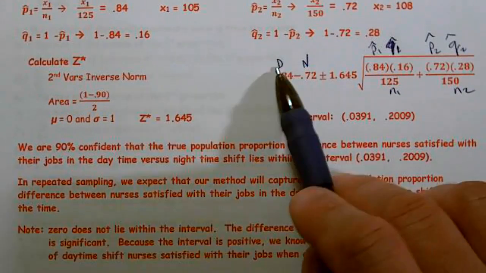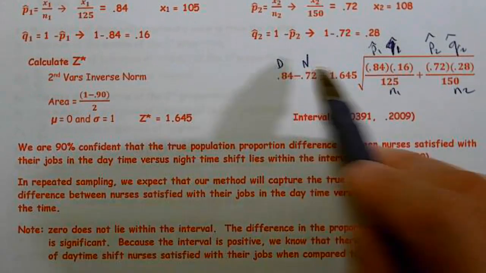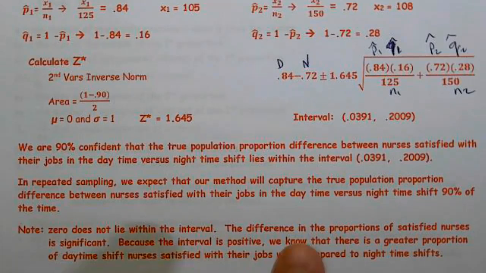All right. And because this is positive, we know that daytime must be larger than nighttime. So daytime satisfaction is greater than nighttime satisfaction because we went day minus night. Because it's positive, we know that the greater percentage of people being happy is in the daytime shift. And we know that this is statistically significant because 0 does not lie within the interval.